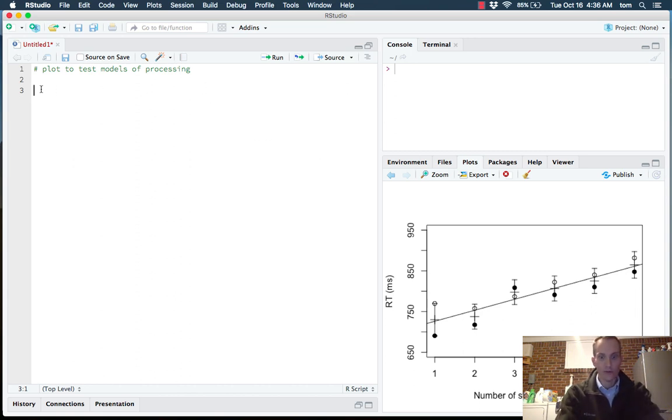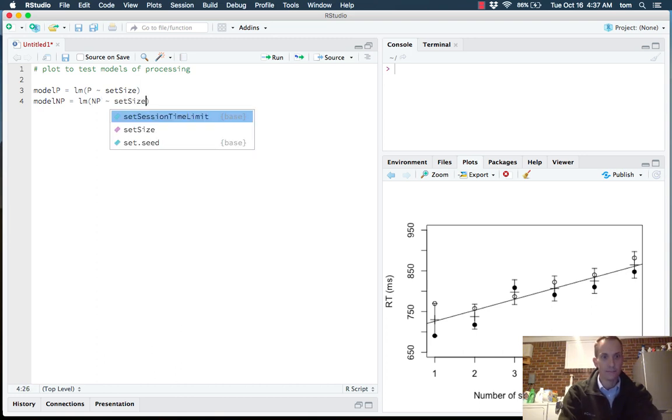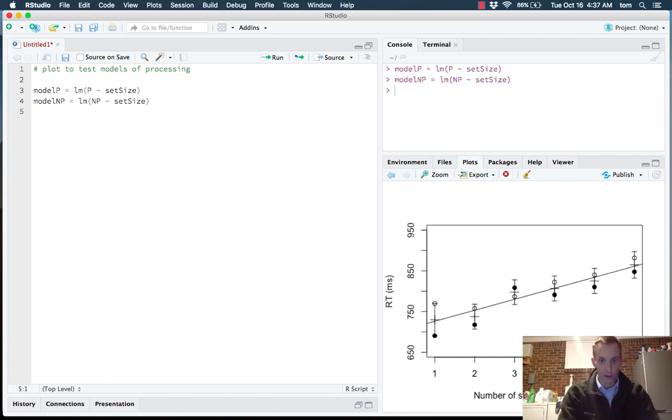Here's how we would go about doing that. We're going to make two models. I'm going to call one model P, which will be the model for the probe present trials. I'm going to do this as a linear model where P varies as a function of set size. The syntax is very similar to what we did last week as well. P is the dependent variable and set size is the independent variable. Similarly, I'm going to make a model NP with the same syntax, lm of NP as a function of set size. I'm going to execute both of these lines. I'm going to hit Control-Enter on line 3, Control-Enter on line 4.